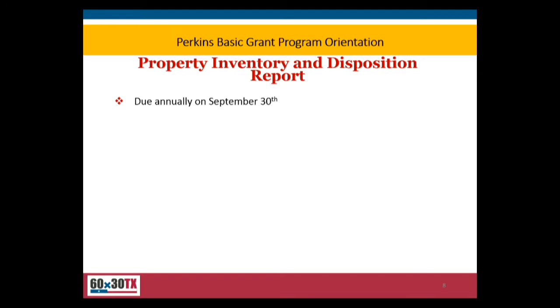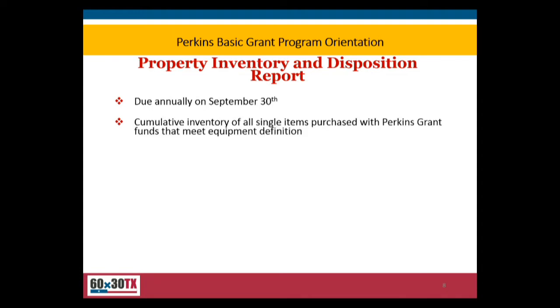Finally, at the end of each year, you're required to submit an inventory report, and this is all inventory that has been purchased by Perkins. It could be 3 or 5 years ago, it could be last year, but it has to include all Perkins equipment. So you want to make sure that on your campus you have a good inventory plan that can show everything that was purchased by Perkins, and whether it's capitalized or non-capitalized. The cumulative inventory that meets the equipment definition.